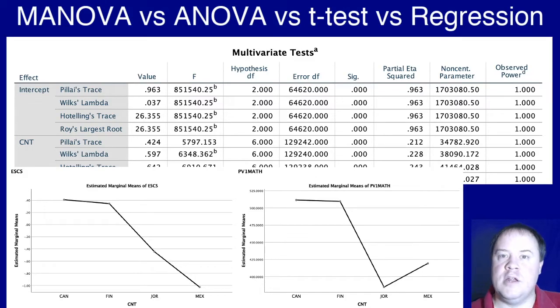In today's lecture, we're going to talk about multivariate ANOVA, specifically two-group MANOVA. And we're also going to talk about the difference between MANOVA, ANOVA, and a T-test. So take a minute, open up the PISA 2012 dataset that we've been working with in class, the selected countries dataset.